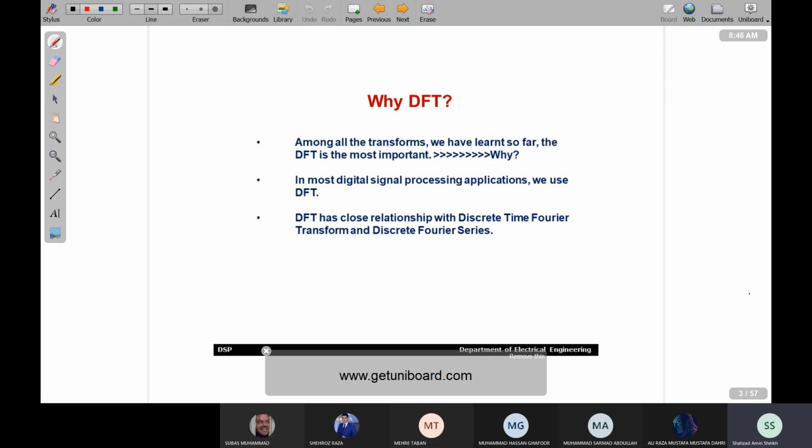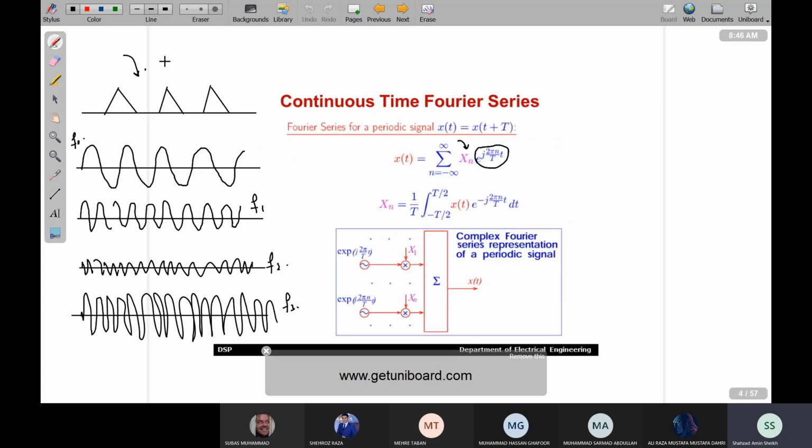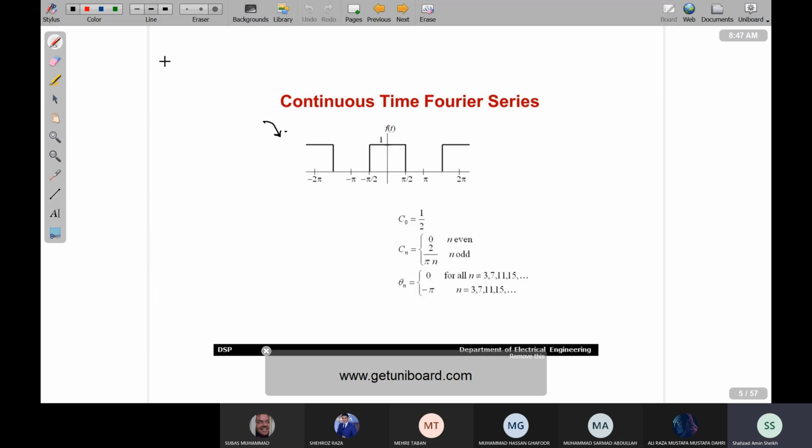And then we said that DFT has close relationship with the discrete time Fourier transform and discrete Fourier series. And in that context, we started looking at continuous time Fourier series, which is defined for continuous time periodic sequences. And it was said that any periodic sequence can be constructed by summing up or adding infinitely many scaled exponentials, or any periodic sequence can be broken into infinitely many exponentials, such that when you add these weighted exponentials, you get the periodic signal back. And we discussed the examples pictorially as well.